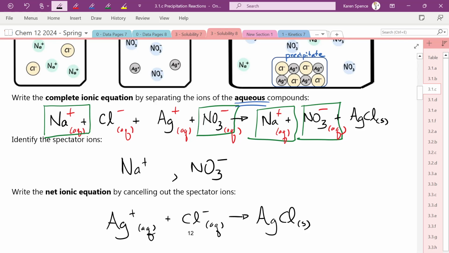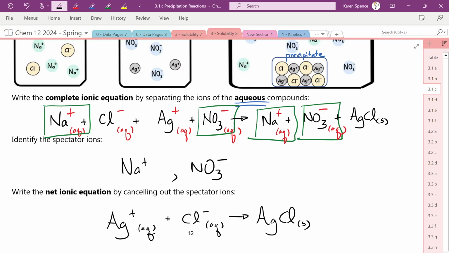Would it be okay to write the Cl first and the Ag second in the reactants? Yeah, that would be fine. I have a tendency to always put my cation first just because it looks nicer to me, but it would be okay to do it the other way. No problem.